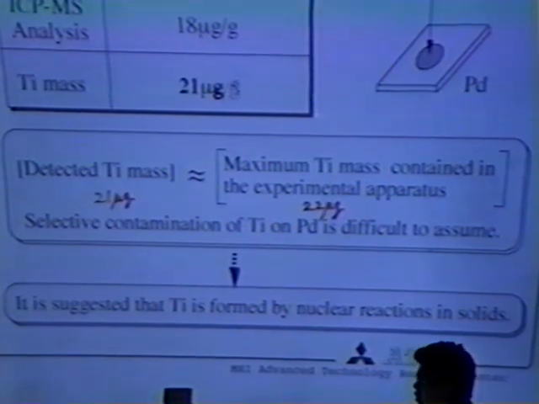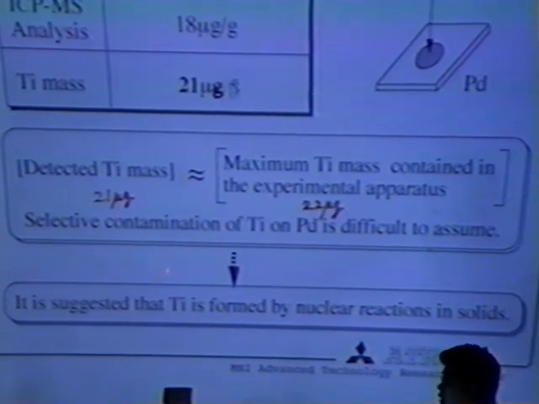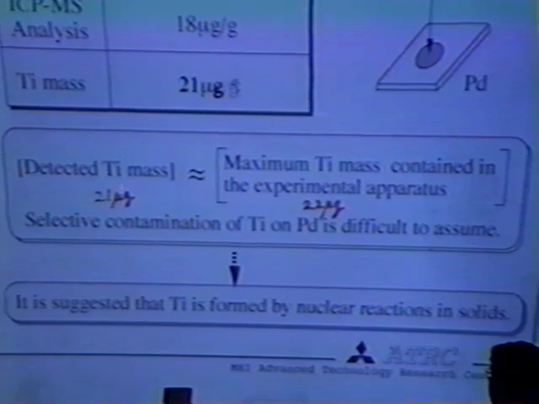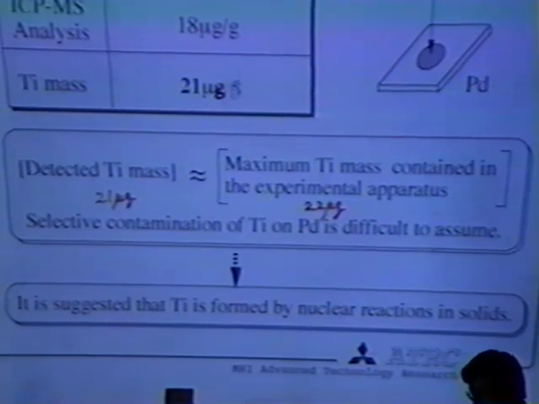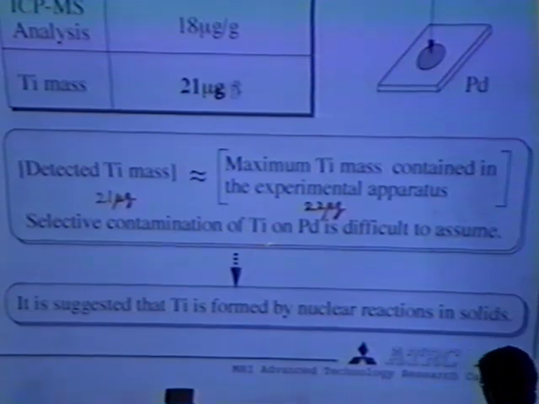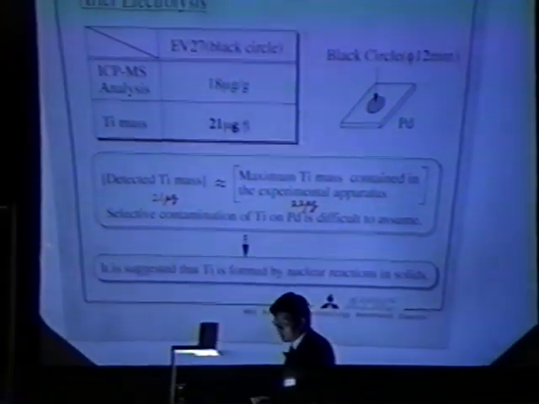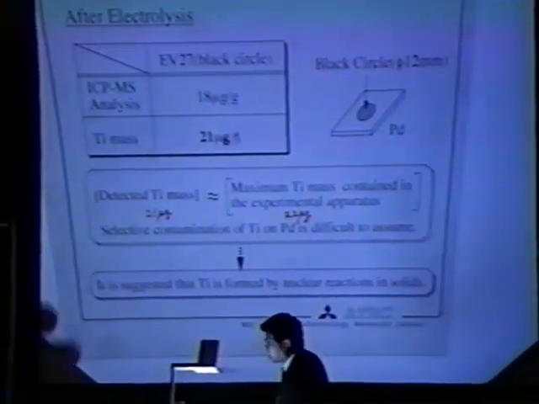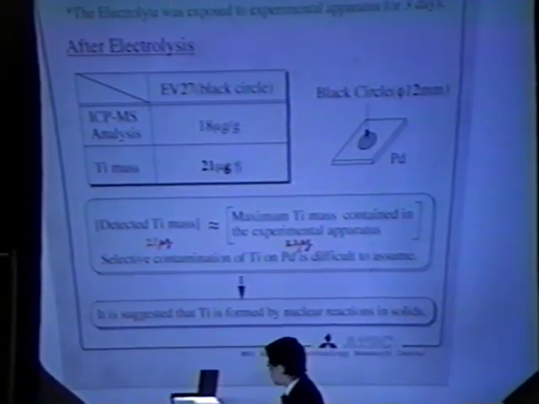As shown in the previous table, there are much higher concentration impurities such as iron or copper and silicon. But these elements are not detected in this case. Only titanium atoms are anomalously detected. We think that selective contamination of titanium on palladium is difficult to assume. So the detected titanium cannot be explained by contamination. It is suggested that titanium was formed by nuclear reactions in solids.